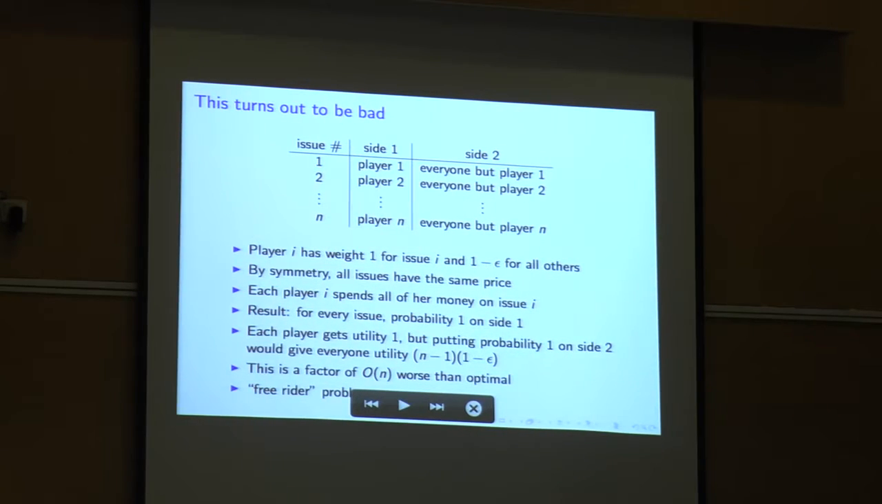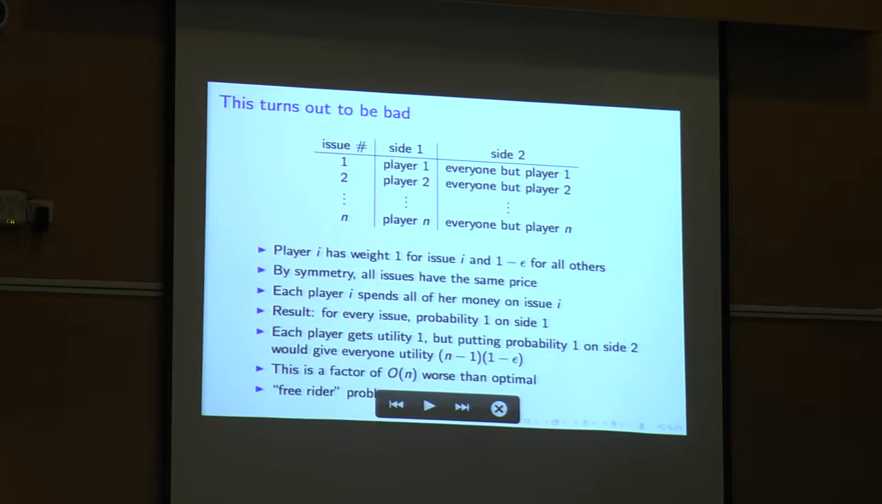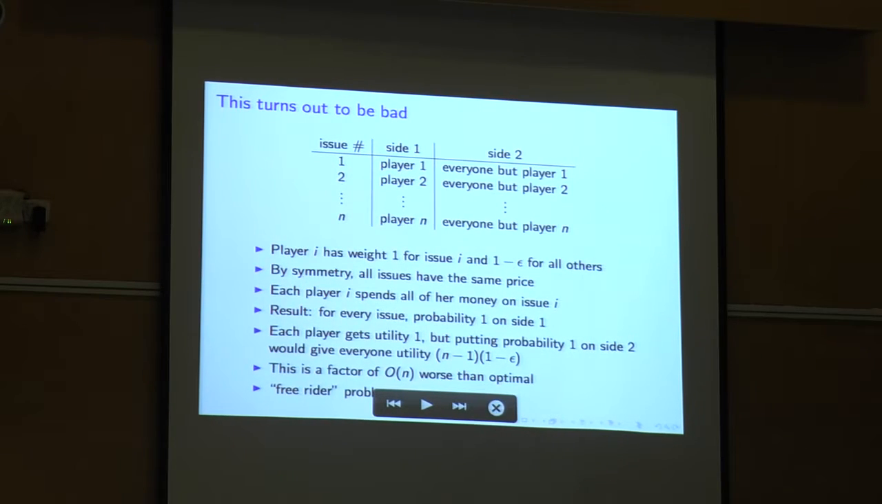So when you are in the minority, you have weight 1. When in the majority, you have weight 1 minus epsilon for some very small epsilon. So it's not like you hugely care about the issue when you're in the minority. It's not like building wheelchair ramps for handicapped people. It's more like I want to have pizza versus burger. And so by symmetry, all issues will have the same price, and you can solve the equilibrium.